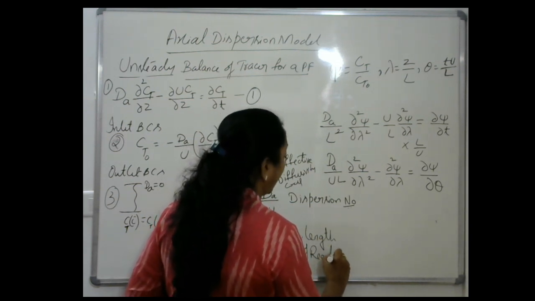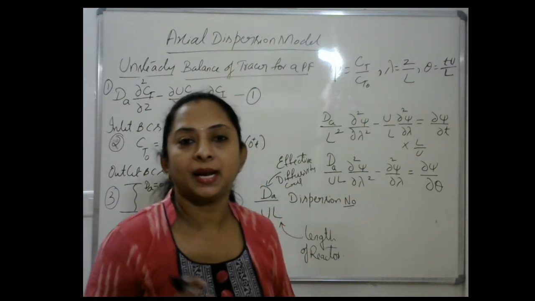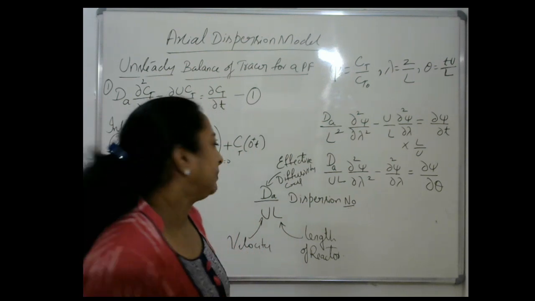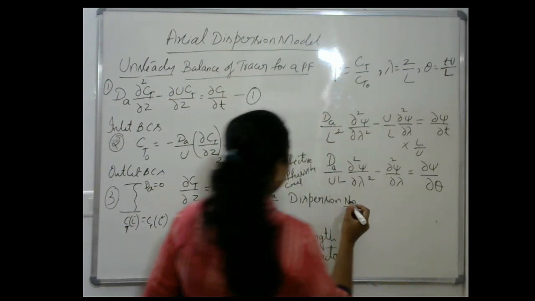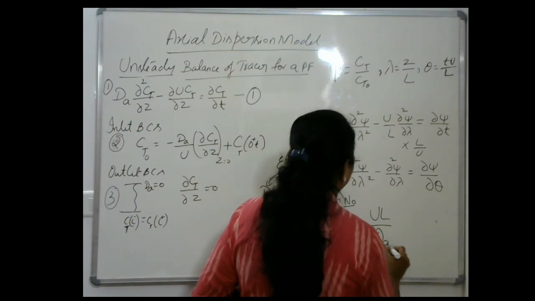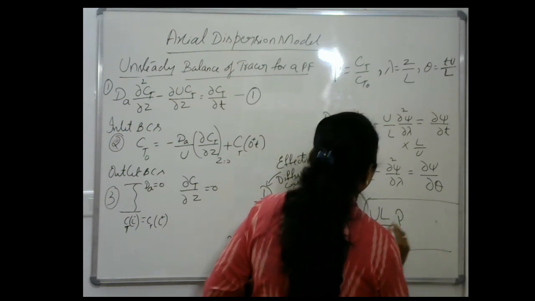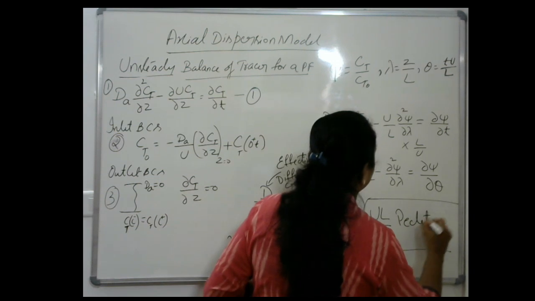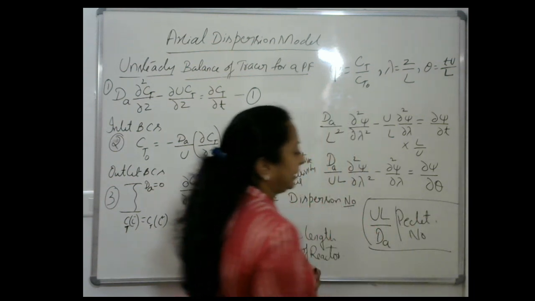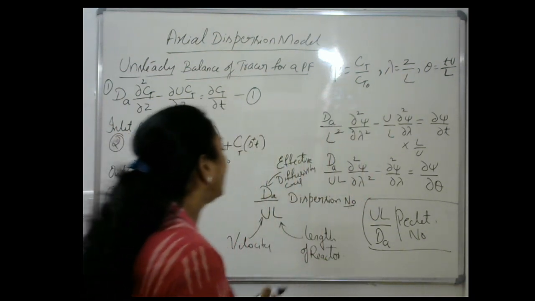Here, I will now define one more new dimensionless term called the Peclet number. The spelling is P-E-C-L-E-T, the T is silent, so it's Peclet number. This Peclet number is UL by dA. This is a new term for you now. UL by dA, Peclet number. What is this UL by dA?